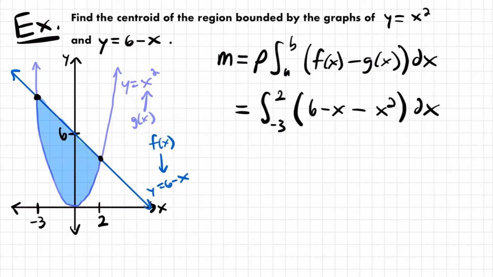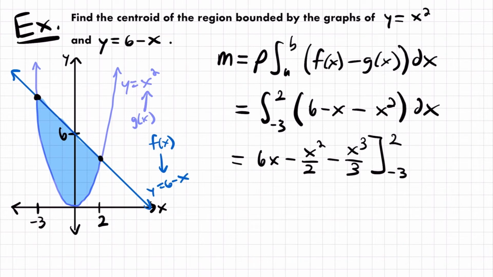Okay, and so now we can integrate each of these terms. So this will be equal to 6x minus x squared divided by 2 minus x cubed divided by 3, and that is evaluated from negative 3 to 2. Okay, so the integral of 6, which is a constant, is just equal to that constant times the variable of integration, which is x. So we have 6x as the integral. And then we use the power rule of integration on these two terms. We add 1 to the exponents and then divide by those new exponents.